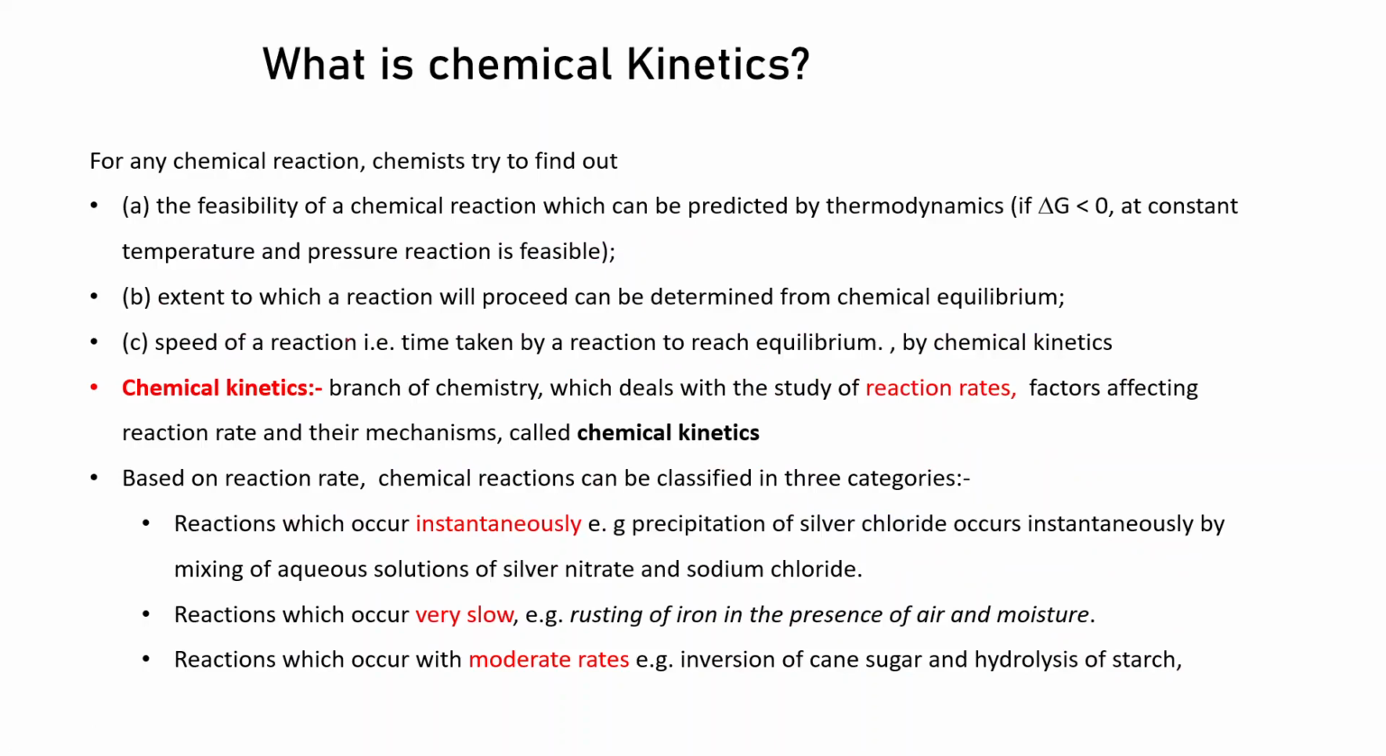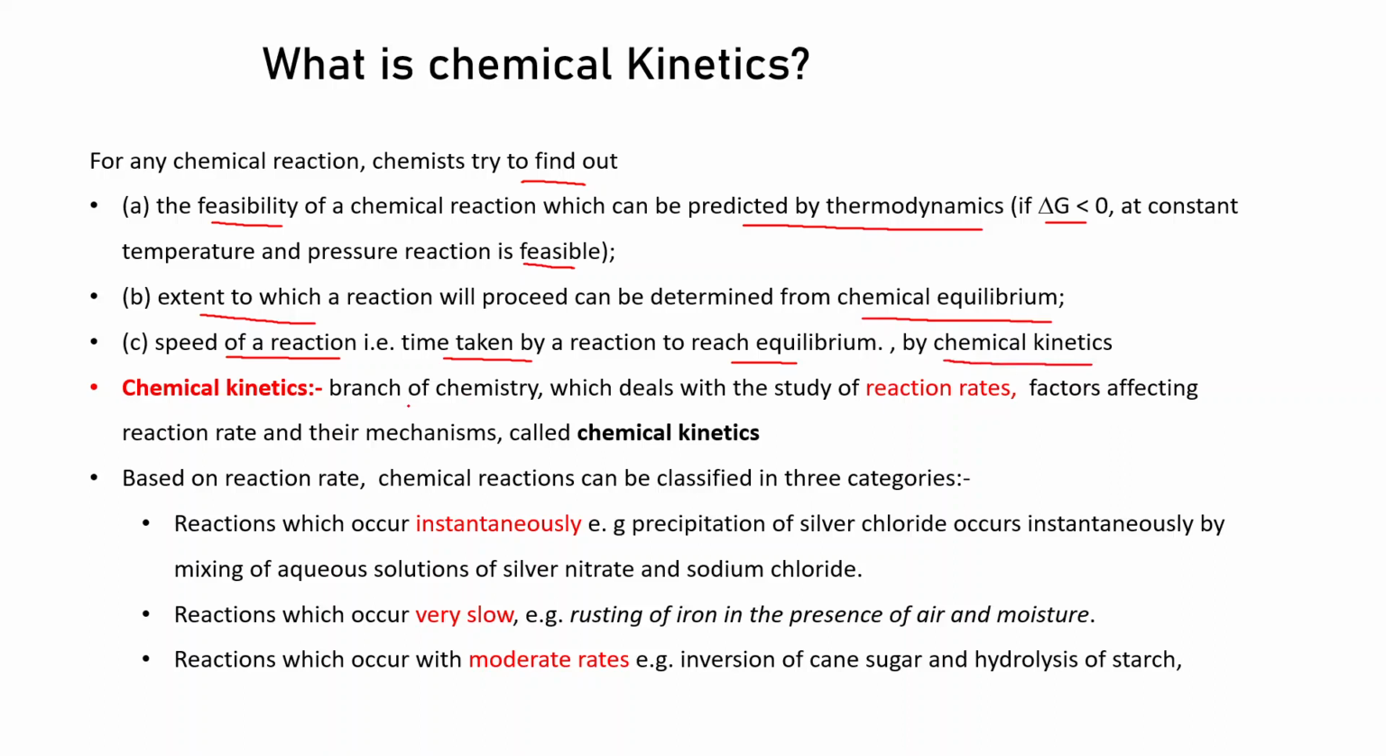For a chemical reaction, scientists or chemists try to find out three things. First one is feasibility, that is spontaneity of a chemical reaction, which can be predicted by thermodynamics. As we have discussed, if delta G is negative or zero, then the reaction is feasible or spontaneous. Second thing is the extent to which a reaction will proceed, which can be determined from the chemical equilibrium, that is the magnitude of K. Third thing is speed of reaction, that is the time taken by a reaction to reach equilibrium, and this is determined by chemical kinetics.